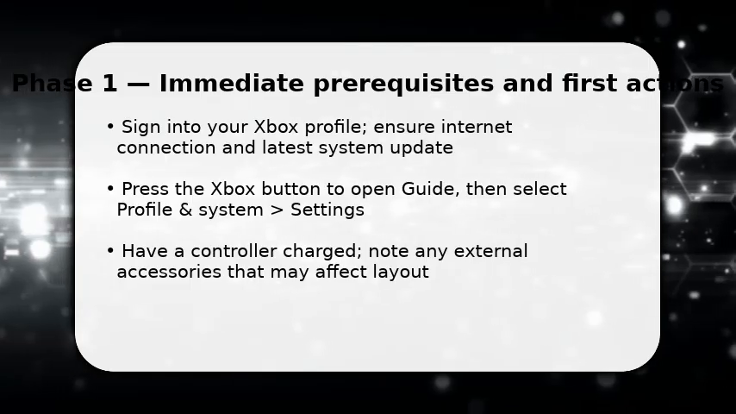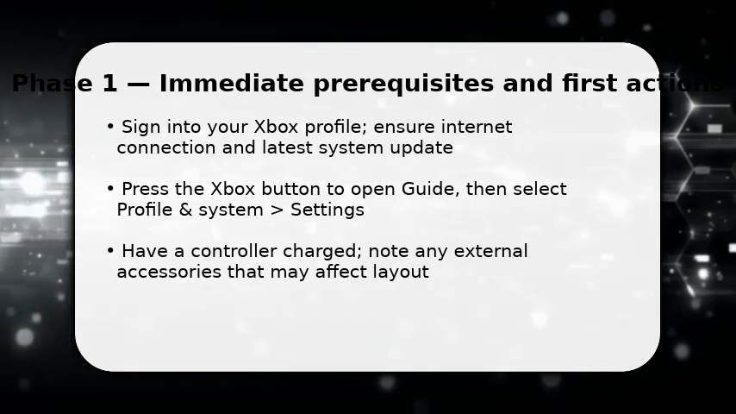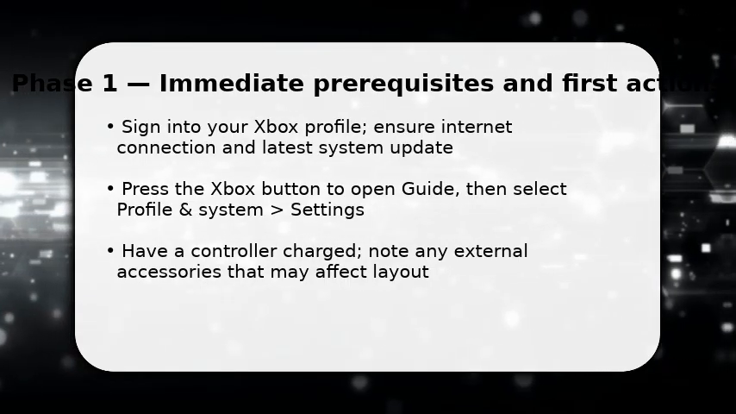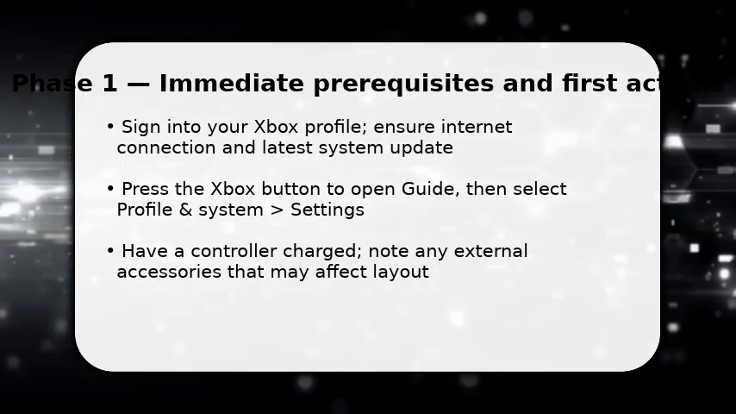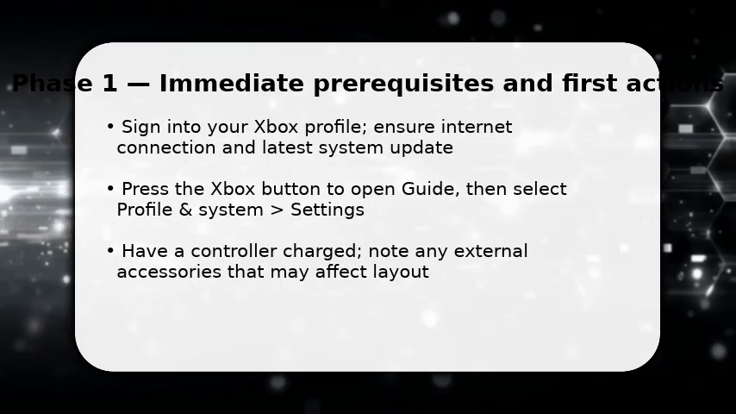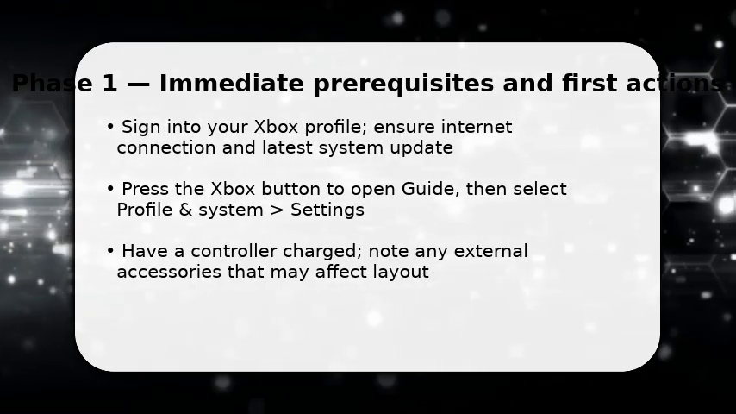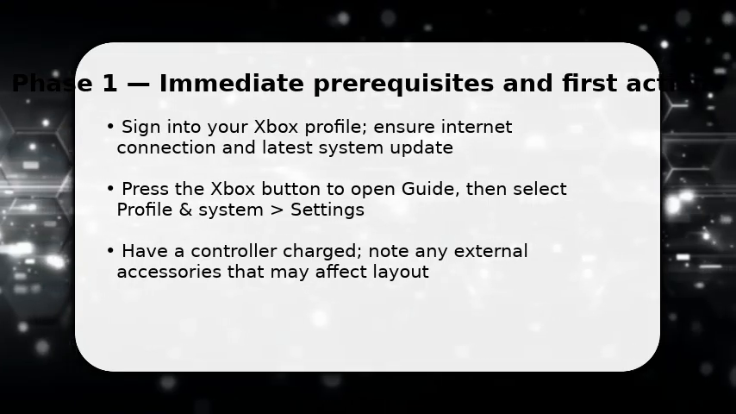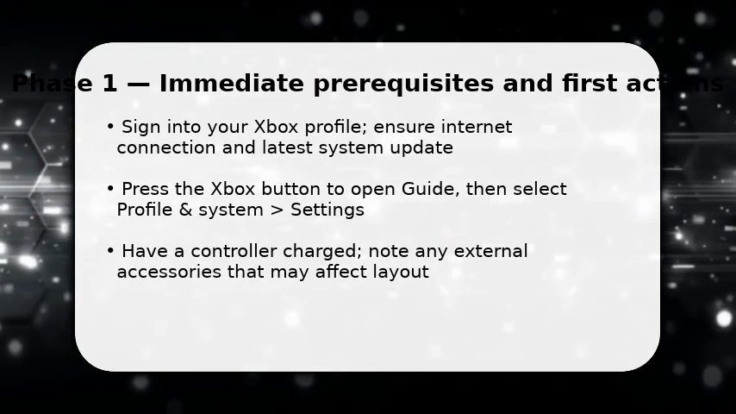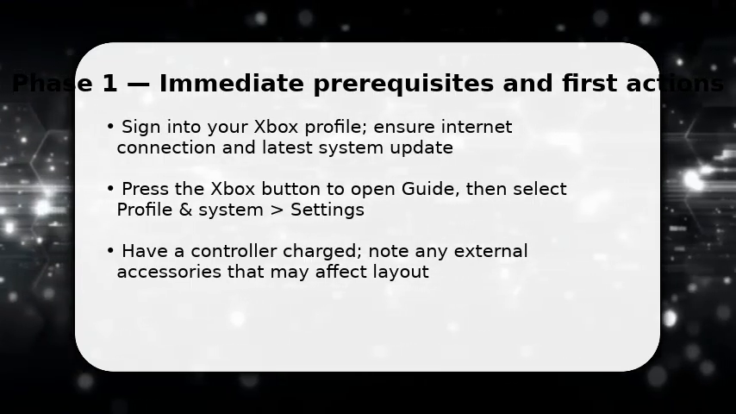You start by signing into your Xbox account and confirming the console has the latest update. This avoids layout mismatches. Once signed in, press the Xbox button to open the guide, then navigate to Profile and System and choose Settings. Make sure your controller is charged and any external drives are connected, because dashboard options can change with attached peripherals. From here, move to Personalization. This is where you'll make theme and home layout adjustments.